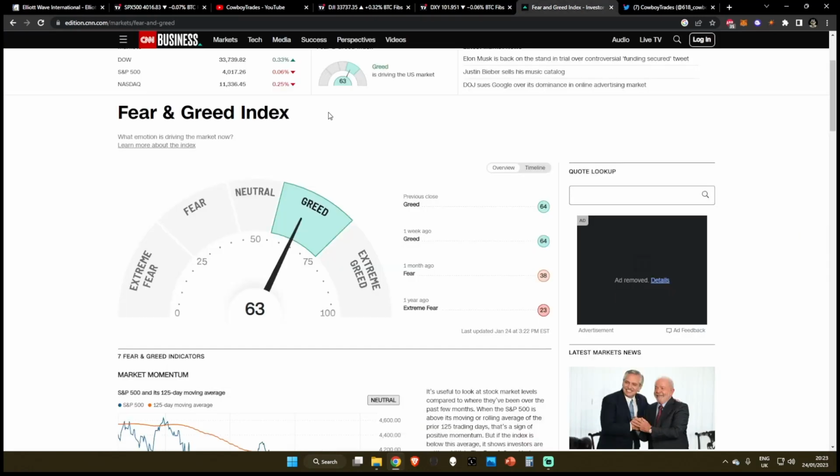And just quickly wrapping up on some fear and greed indexes, if we're looking at a summation of the fear and greed, it's currently sitting at 63.